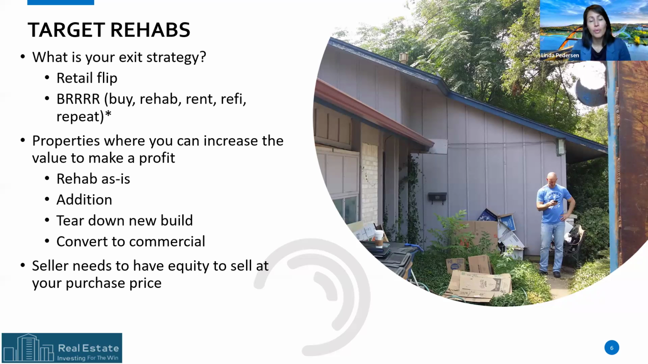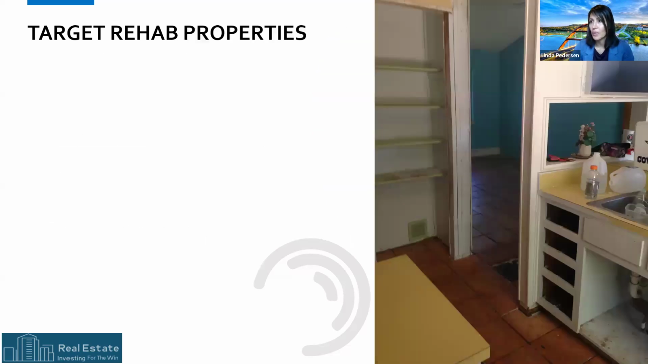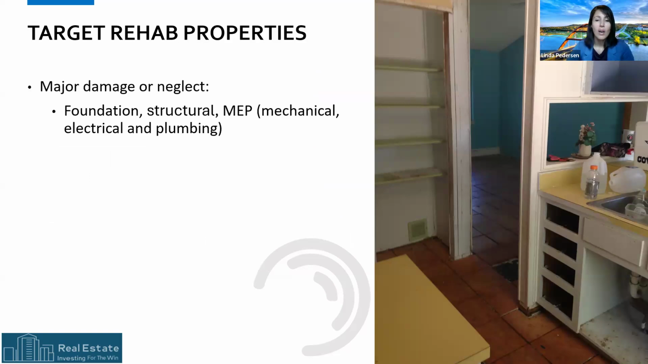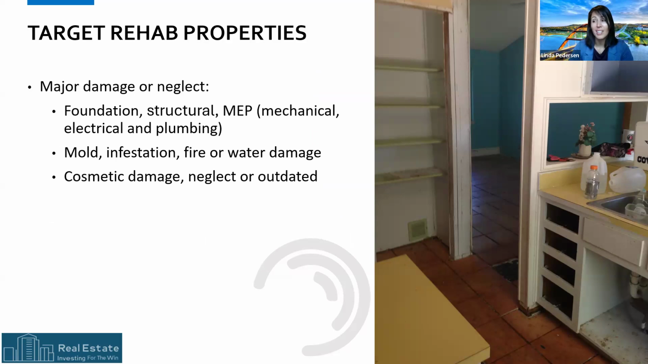And we're going to go through what we call the Mayo formula, which is, at a high level, a quick analysis. And we're going to show you the do's and don'ts with that too. All right, so target rehab properties, right? So major damage or neglect, right? At a high level, just foundational, structural, mechanical, electrical, plumbing, and this can include septic systems too. Mold infestation, fire or water damage, cosmetic damage, neglect, or outdated.